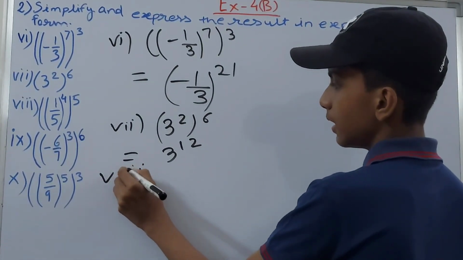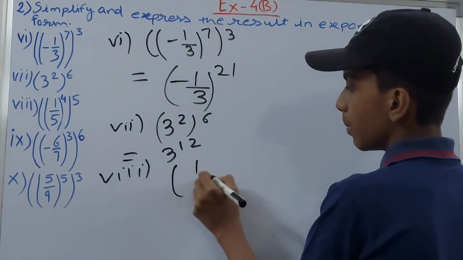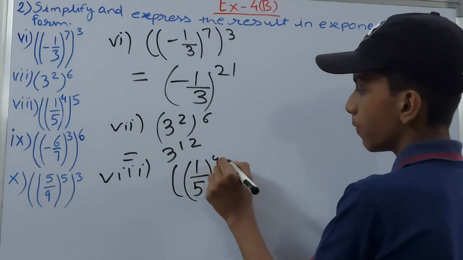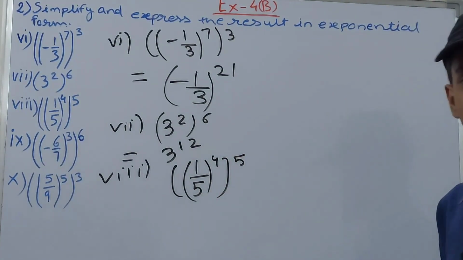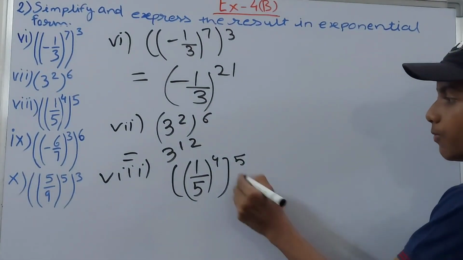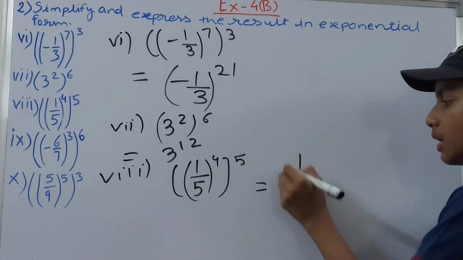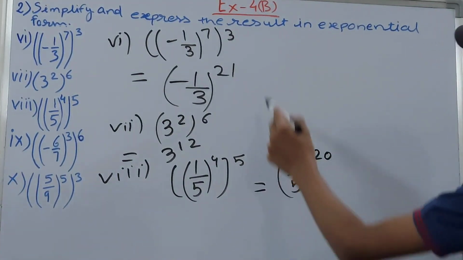And then the eighth one. What do we have in the eighth part? We have here 1 upon 5, in another bracket, and then outside of it we've got 4, then another one and 5. So again we will multiply this simply. So 4 into 5 becomes 20 and 1 upon 5 will be as it is in the brackets of course, and 20 here.